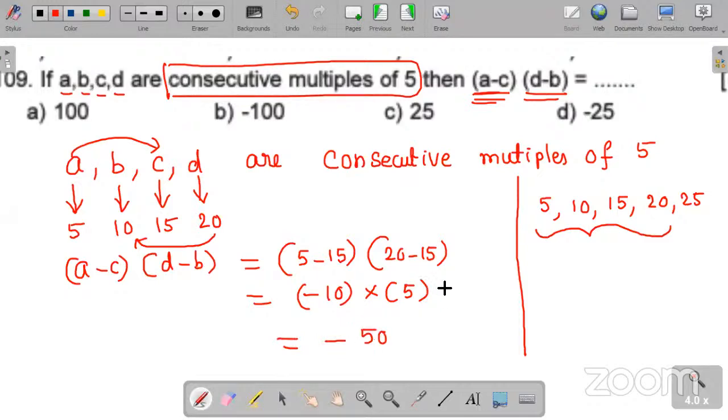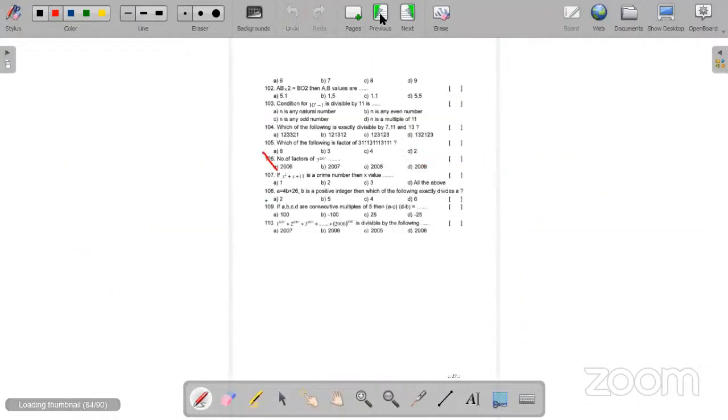So check it now. Consecutive multiples of 5: 5, 10, 15, 20. A minus C, C is 15, that's correct. A minus C is 5 minus 15, minus 10. Next we have D minus B, which is 20 minus 15, 5. The answer minus 50 is the right answer. Right, next question.